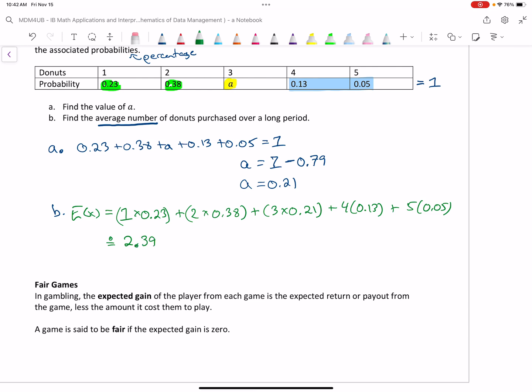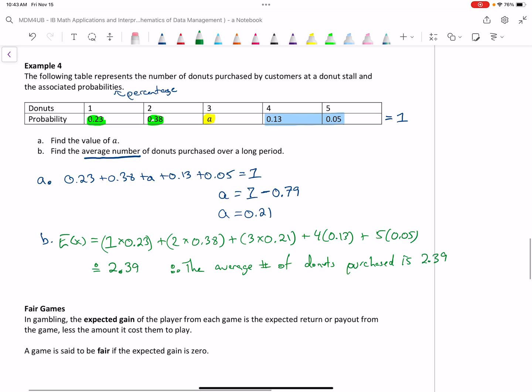So this is the predicted average number of donuts that would be purchased if you were to have many repetitions or many customers come in. So therefore, the average number of donuts purchased is 2.39. So this scenario, which is quite different than what we started with in the lesson, is when you have all of these different outcomes and they're asking for a predicted average.